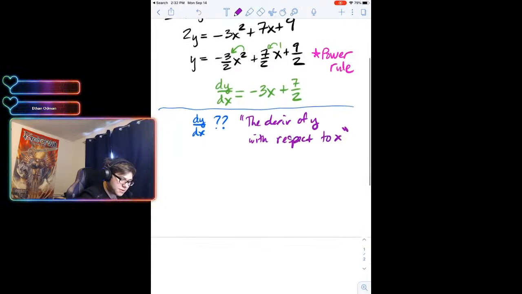And if you guys think about the expression that's been given to us up above, at the point where we got to y equals negative 3 halves x squared plus 7 halves x plus 9 halves. Okay, think about this.